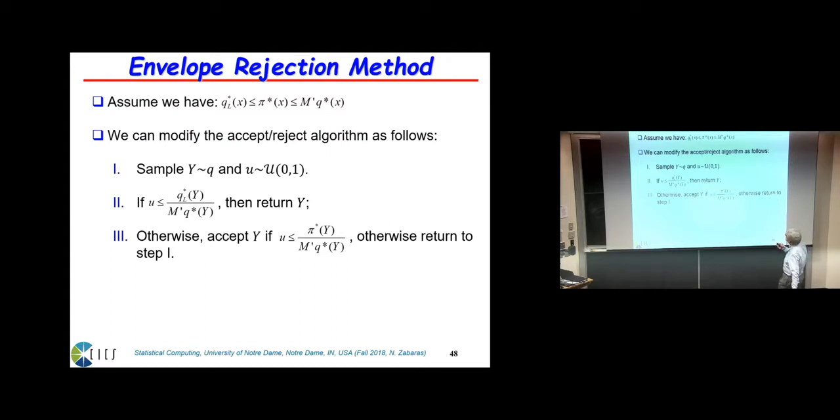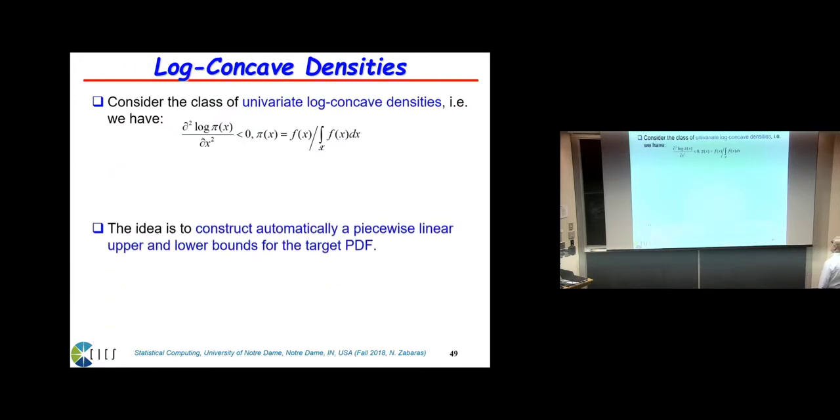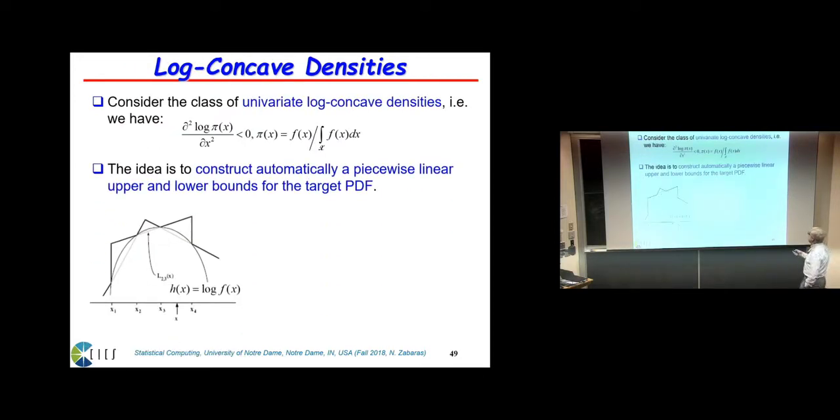So the idea here is, if you can bound from below as well, and in addition from above, you can insert this intermediate step and have what is called the envelope rejection method. And you may say, how do you bound the distribution from above and below? How can you do this? I'm going to give you this in a graphical way.